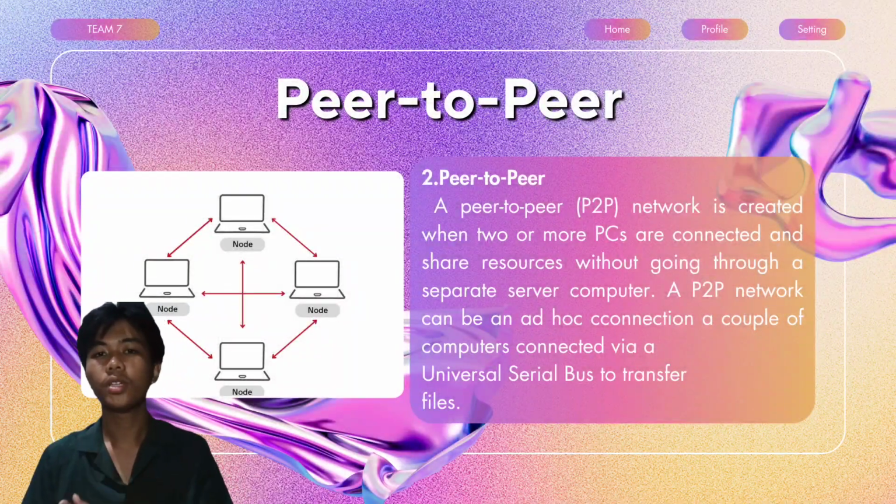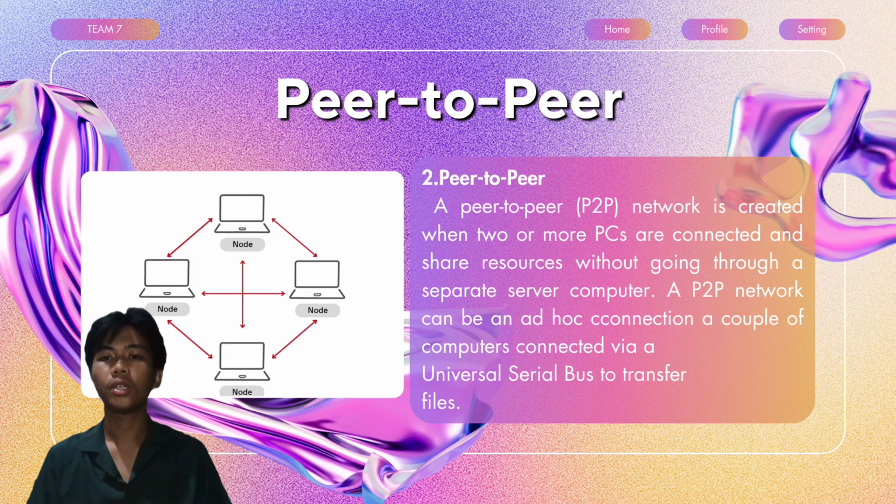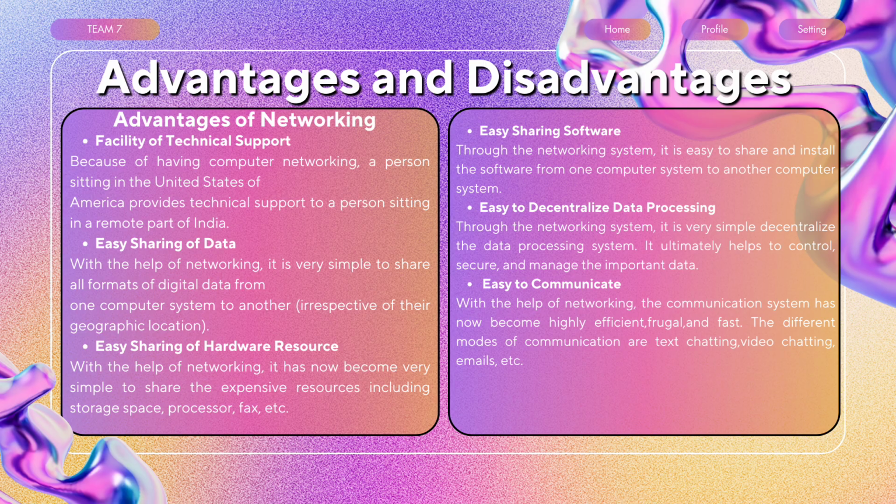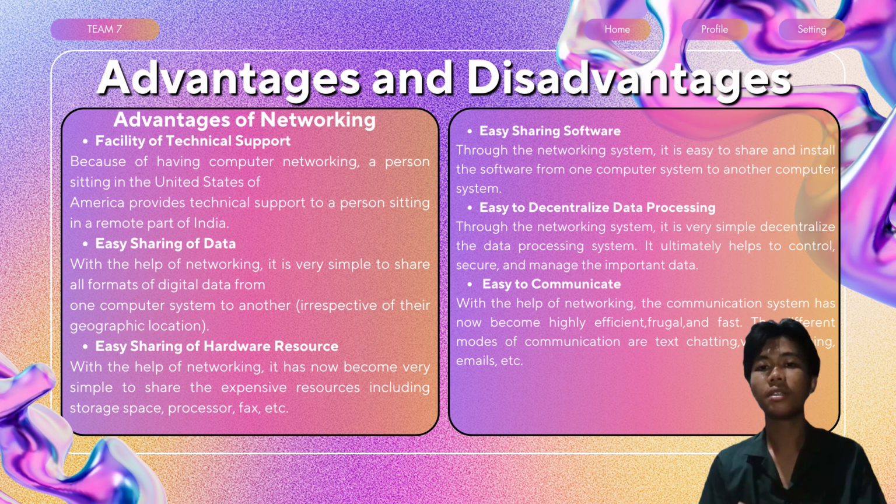Number 2 is peer-to-peer. A peer-to-peer network is created when two or more PCs are connected and share resources without going through a separate server computer. A peer-to-peer network can be an ad hoc connection, a couple of computers connected via a universal serial bus to transfer files. So let's move on to the advantage and disadvantage of networking.